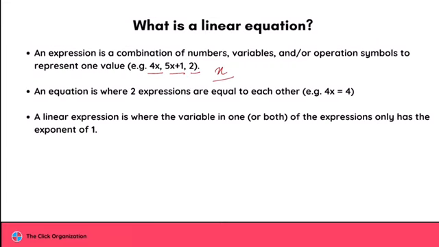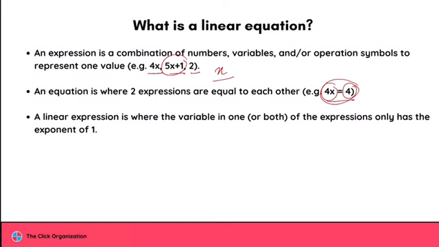However, there is a difference between an expression and an equation. While an expression is only one value, even if it's a little bit more complex like this one, an equation is where two expressions are equal to each other. So we have an example over here, 4x is equal to 4. Now, 4x is one expression and 4 is another. Since there's two expressions being equal to each other, that will make an equation.